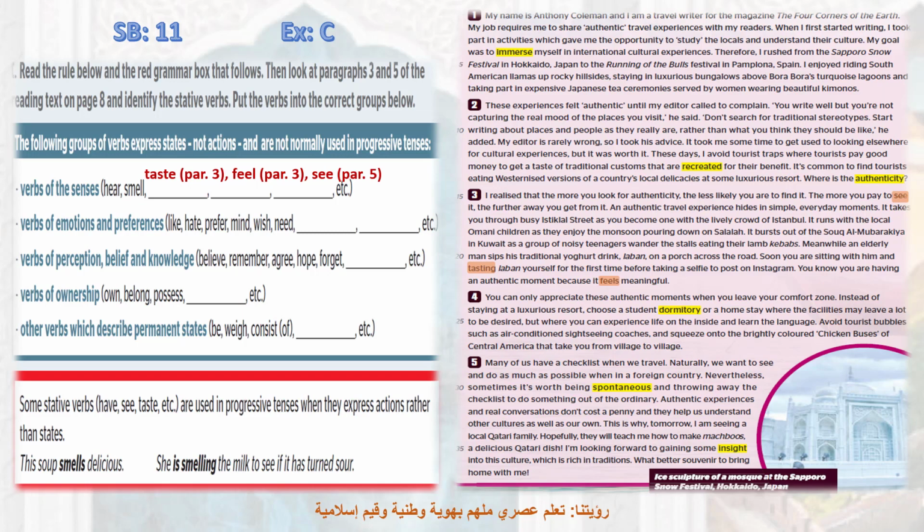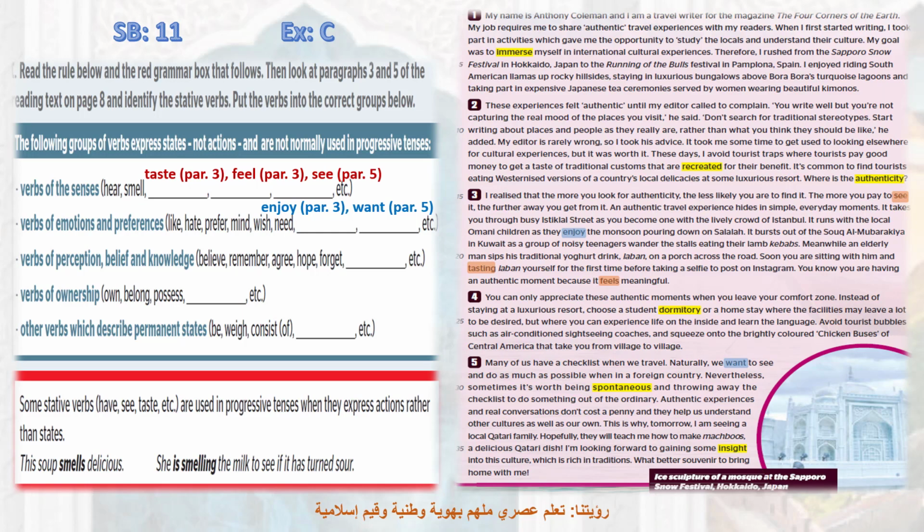Let's move to the second type: verbs of emotions and preferences. We have some examples here, like hate, prefer, mind, wish, need, and we have 2 missing verbs. Who can spot them? Yes, true. Enjoy, paragraph 3, and want, paragraph 5. Can you see them?